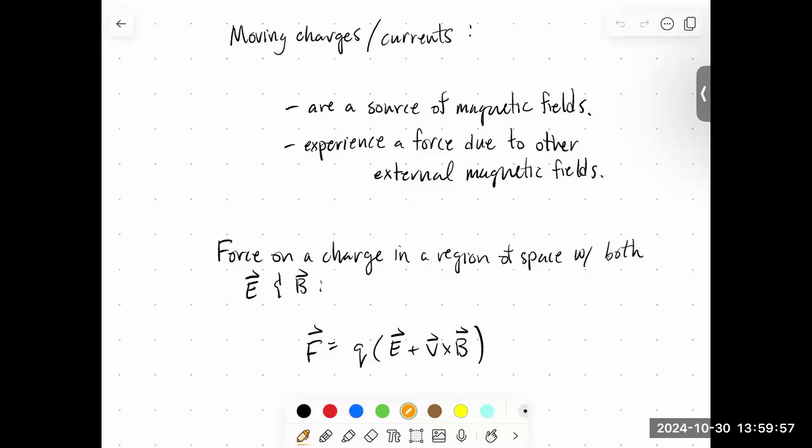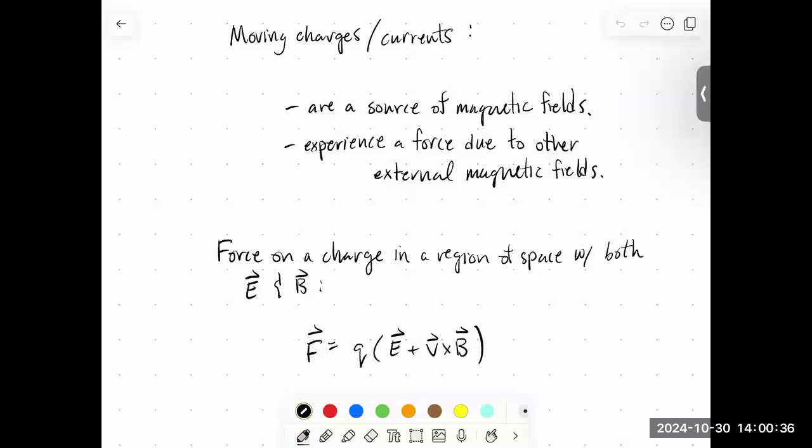Okay, so I think we'll get started. What we were discussing last time was we relaxed the requirement that our source charges be stationary. When we allowed our source charges to move, they did some funny things. First, they created magnetic fields, and we figured that out by imagining placing a little compass next to, say, a wire carrying a current. And we found that the magnetic field loops around that current.